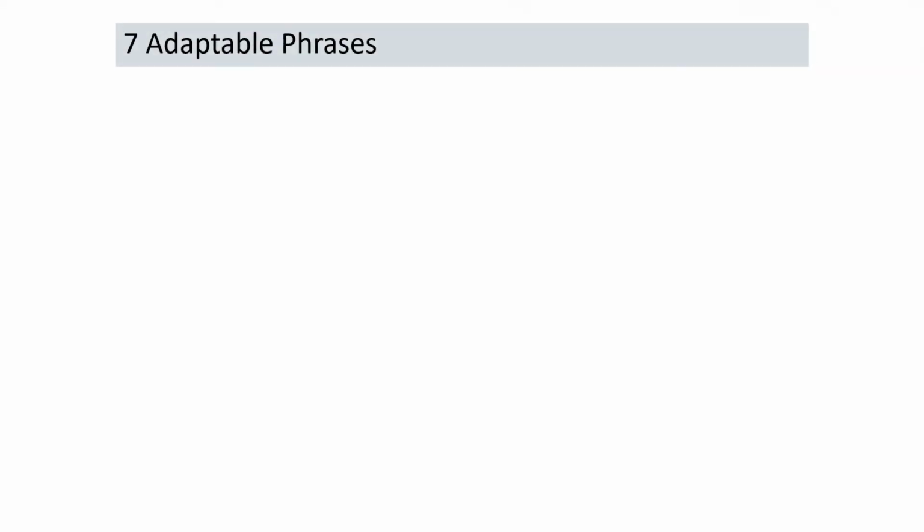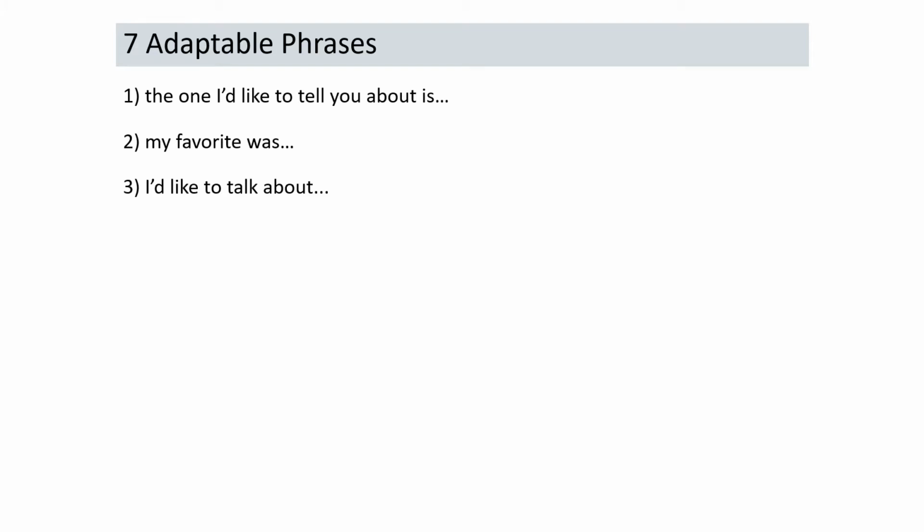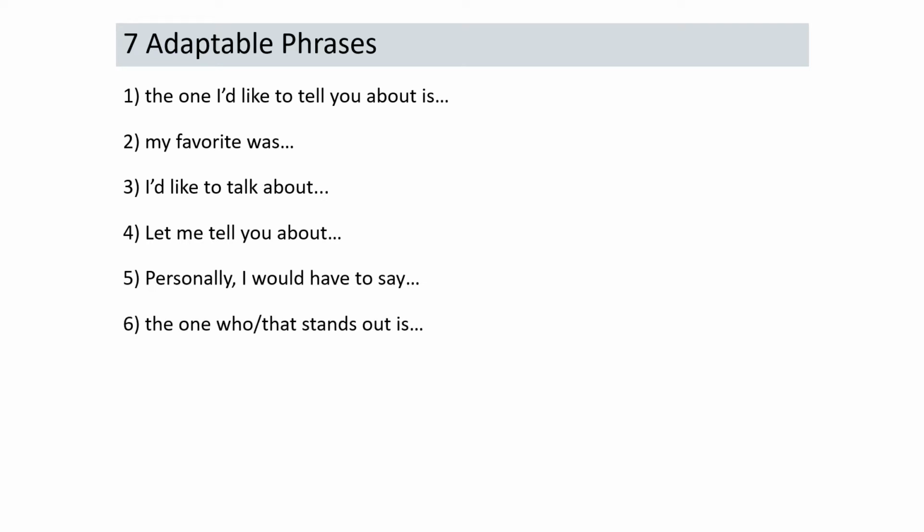It is a good idea to create and practice a few opening sentences that can be adapted for use with a wide range of topics. Use one of these in the first sentence to introduce your talk. 7 adaptable phrases. The one I'd like to tell you about is, my favorite was, I'd like to talk about, let me tell you about. Personally, I would have to say, the one who or that stands out is, I'm going to tell you about.